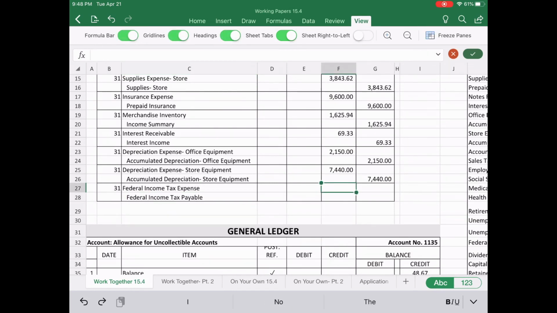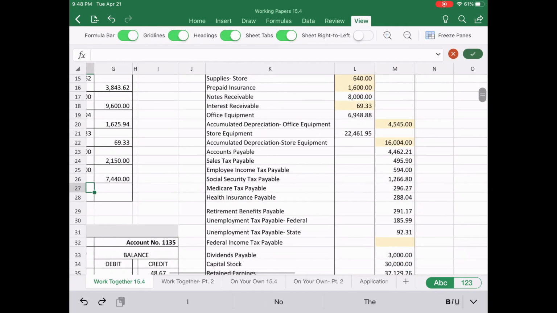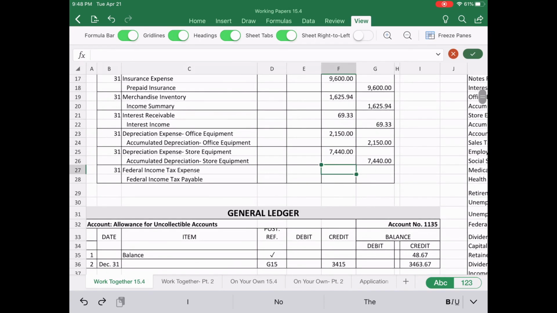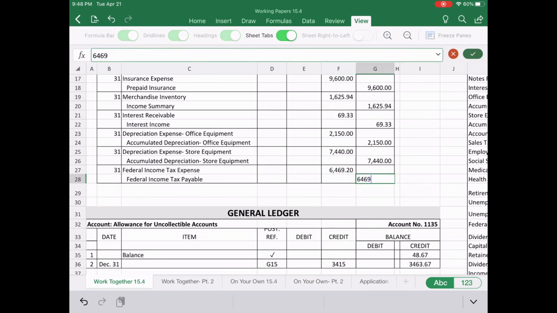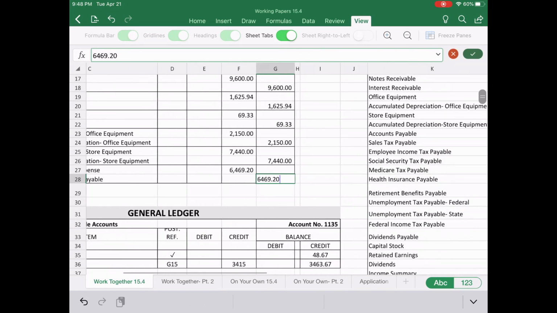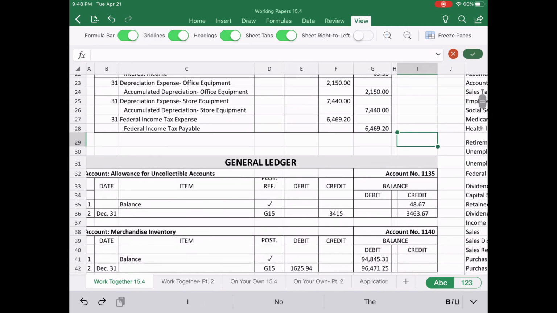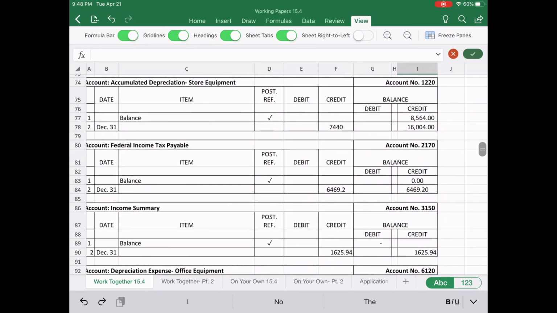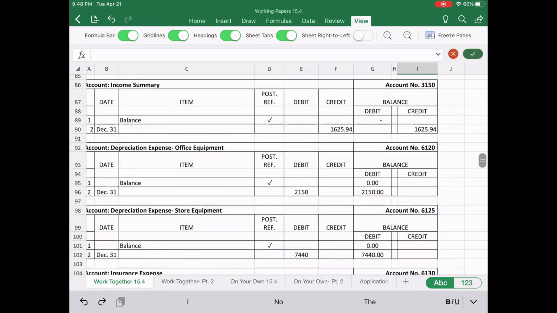Okay. So that number was $6,469.20. And all we need to do is take those numbers and record them down here on their individual ledgers, which I've already done for you.